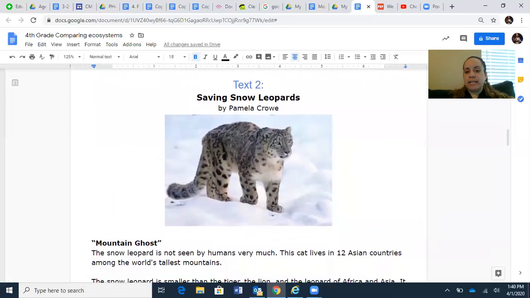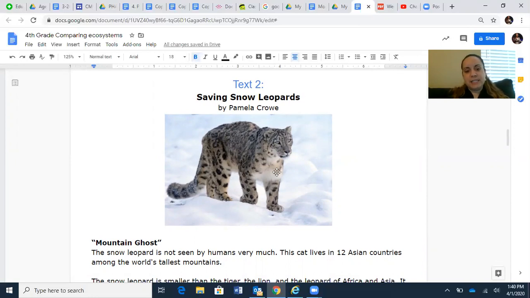Now I'm going to start reading text 2. I wonder why I have 2 different texts to read. Probably because I'm going to have to compare the 2 texts at the end to see what is the same about them. This text is about saving snow leopards.